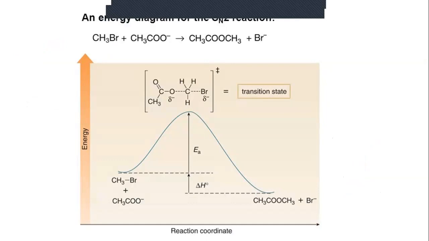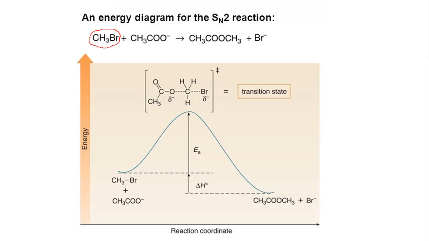So let's look a little bit more in depth at an energy diagram for an SN2 reaction. Here we have a methyl halide. We already understand that if it's a methyl halide, it can only undergo an SN2 reaction. We have a nucleophile that is a carboxylate, or an anion. Reacting a carboxylate with a methyl halide, we're going to create an ester.